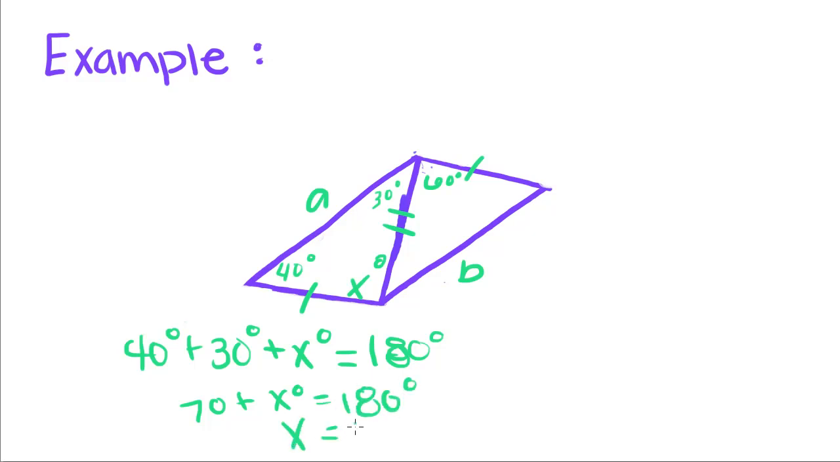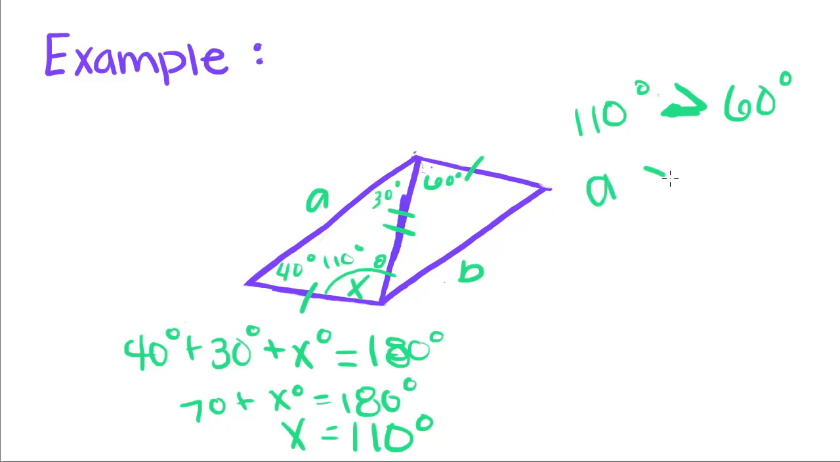So X equals 110 degrees. This angle is 110 degrees. So since this included angle is 110 degrees, the other included angle is 60 degrees. Since 110 is greater than 60 degrees, we can say that this side A, which is opposite the 110 degrees, is greater than this side B, which is opposite the 60 degrees.